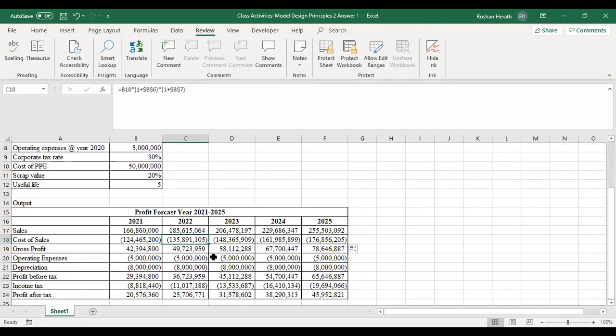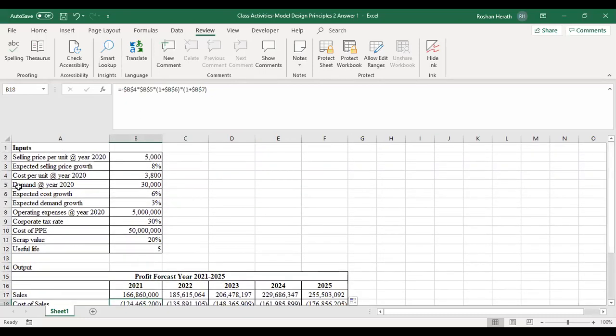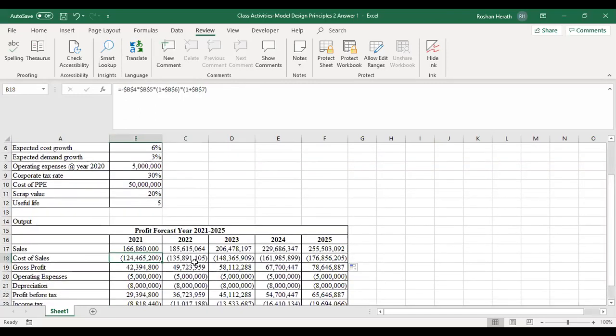Again, show me the first one answer, Roshan sir. Yeah. Please see that B4 is your cost per unit, and B5 is the demand. So that is in fact the 2020 figure. Then the two growth rates are applied, the expected growth. Then come to 2022. You can start with the 2021 figure, multiply, and apply the growth rate. So at the moment, we have developed four formulas altogether.